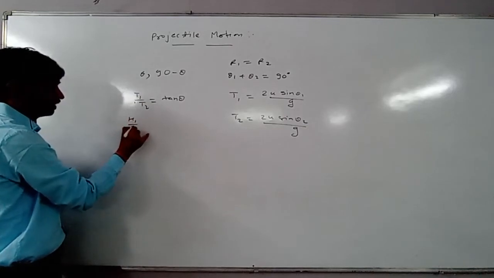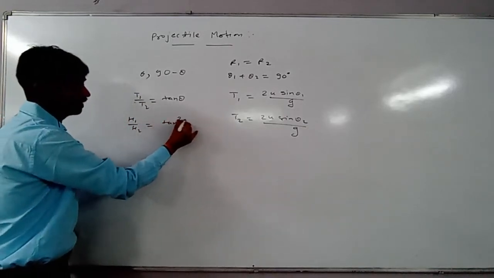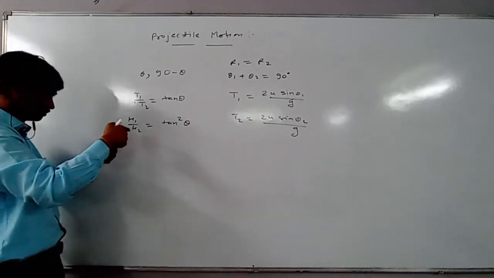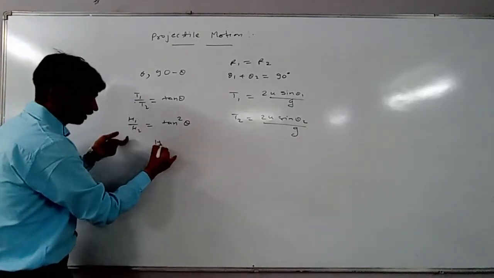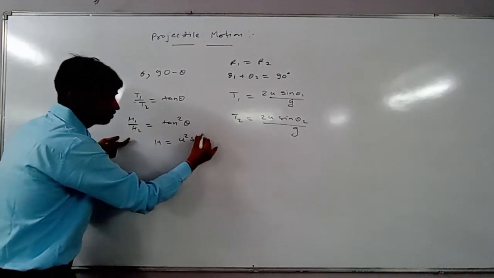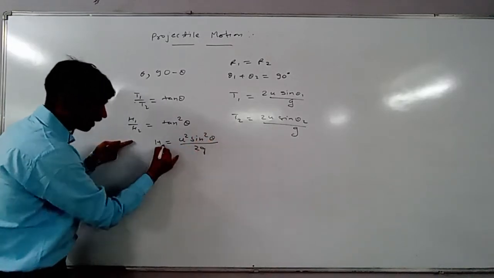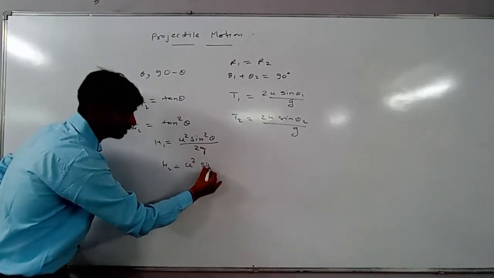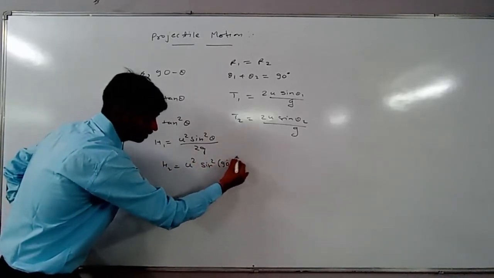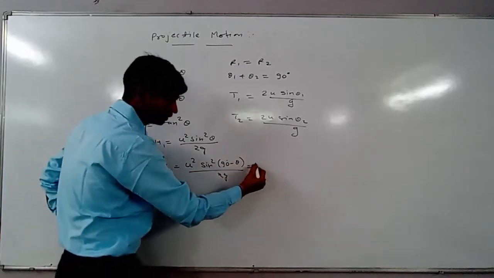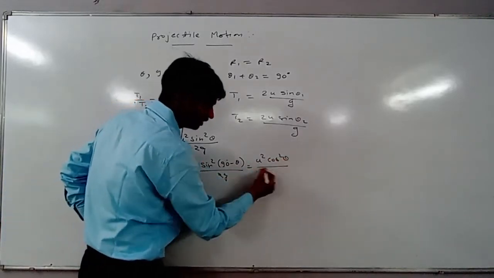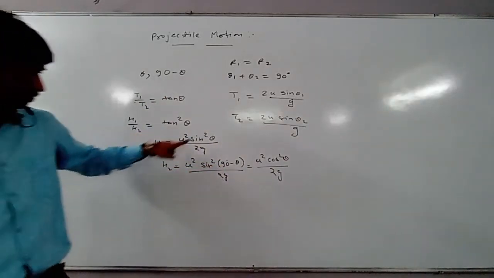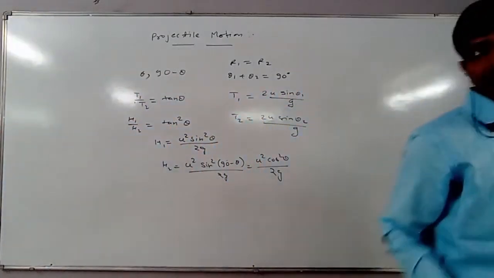Okay. H1 by H2 is tan square theta. How? Should I solve it? H is what? u square sin square theta by 2g, that is H1. And H2 is what? u square sin square (90 minus theta) divided by 2g. This is basically u square cos square theta by 2g. Try to just take the ratio. H1 by H2 is equal to sin square theta by cos square theta.